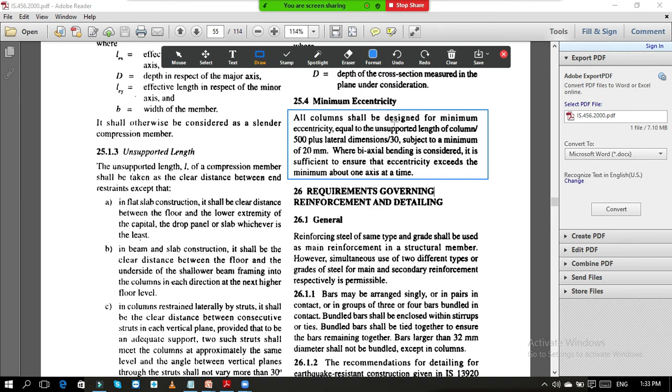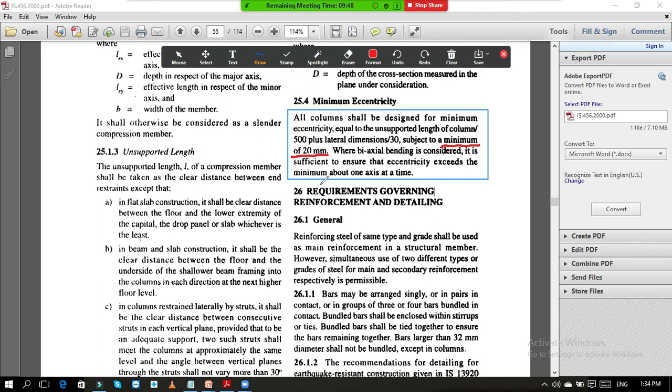Okay. So all columns shall be designed for a minimum eccentricity equal to the unsupported length of the column divided by 500 plus lateral dimension divided by 30, subjected to a minimum of 20 mm. So minimum eccentricity is also given here. They have specified, if you see, a minimum of 20 mm.